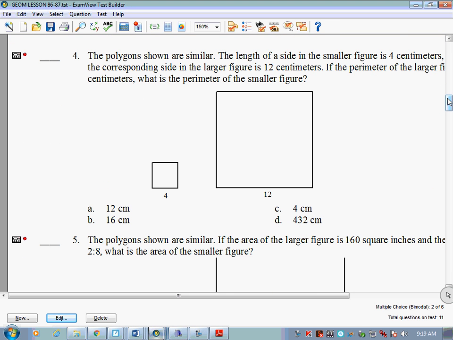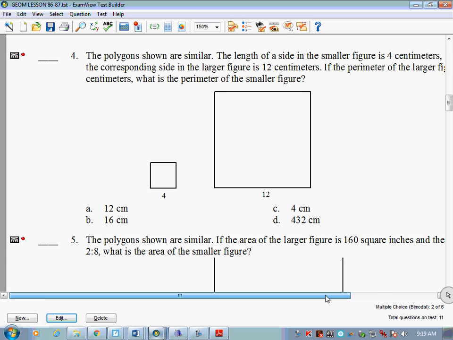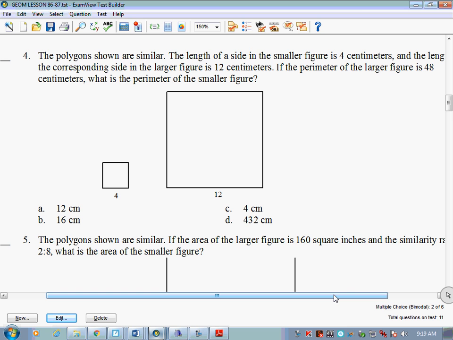Now we're going to get into some lesson 68 things. All right. Let's scroll this guy over. Okay, the polygons shown are similar. The length of a side of the smaller figure is 4 centimeters. The length of the corresponding side of the larger figure is 12 centimeters. If the perimeter of the larger figure is 48 centimeters, what is the perimeter of the smaller figure? Well, that we should be able to probably figure out. But does it say that these are squares? It just says that they're figures. We can probably go ahead and guess at this, though, right?